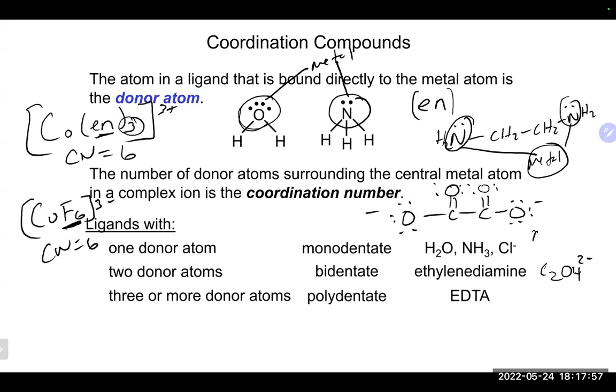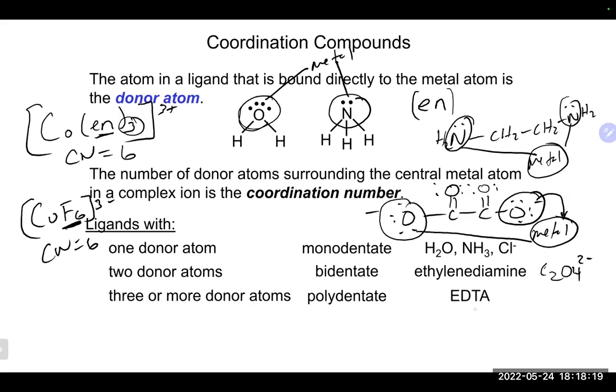And for every molecule of oxalate, this oxygen will bind and this oxygen will bind. So once again, you get a 2-for-1 situation occurring there, and it will be able to bind in that case.